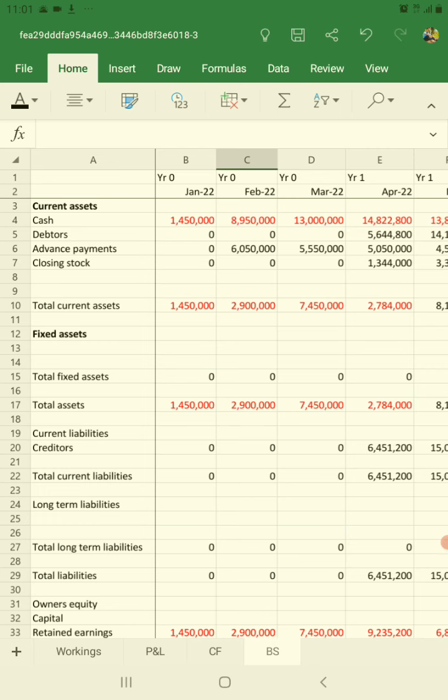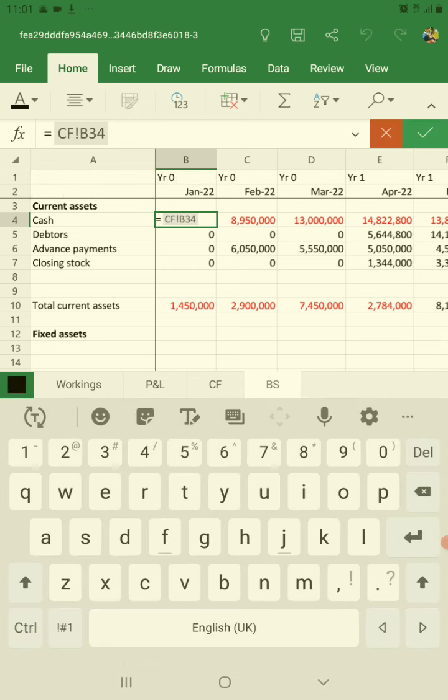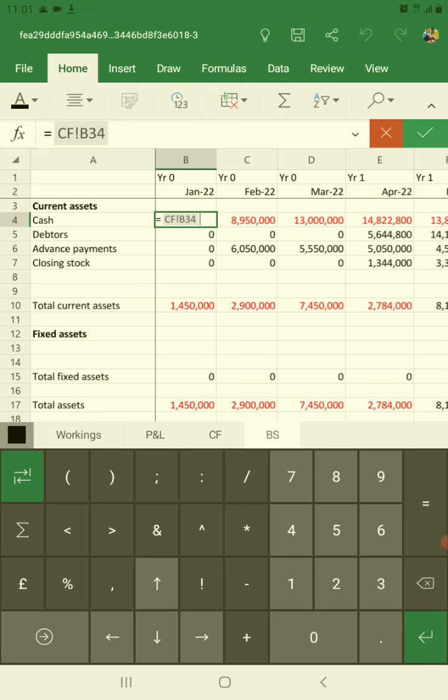Okay, so to do that, I click on the cash for January here. So I have to use an if formula here. So let me edit this and let me remove this one. So I start with if function.